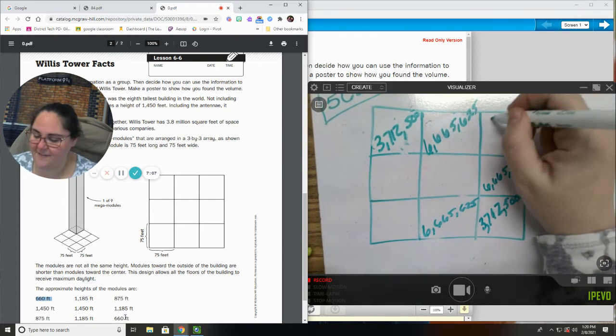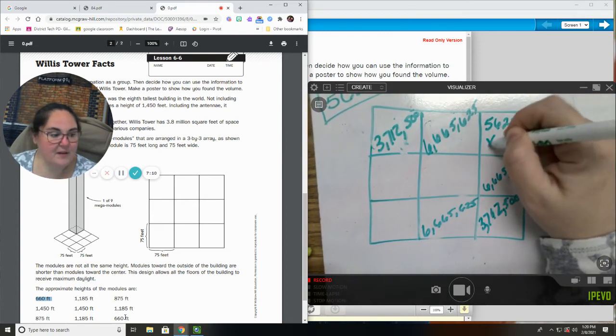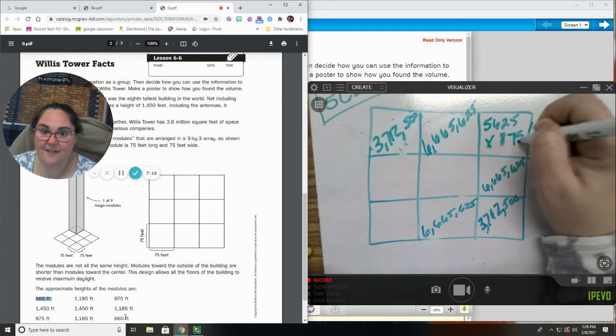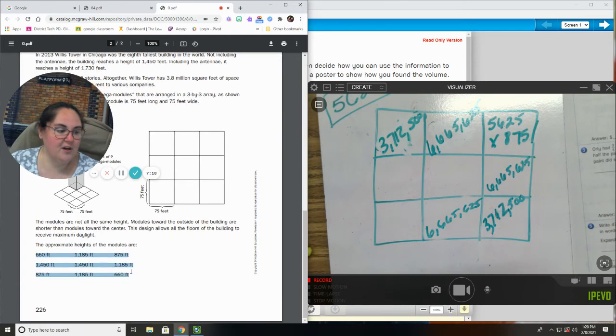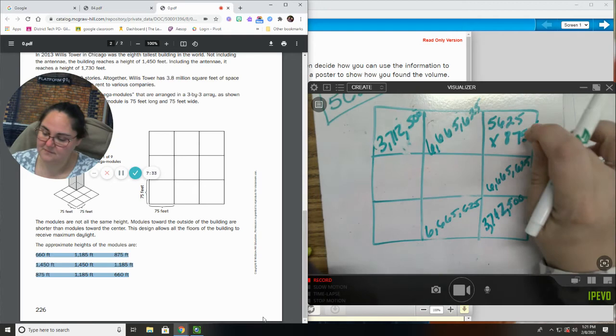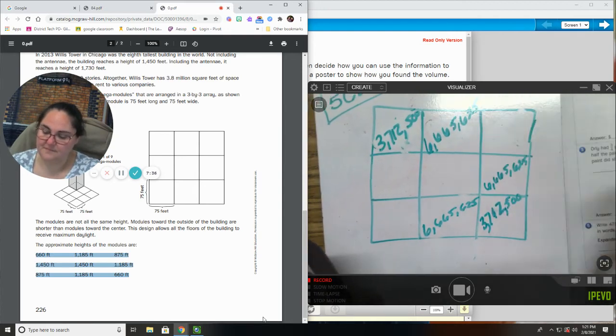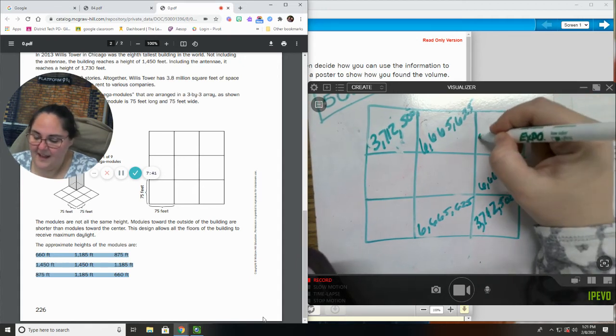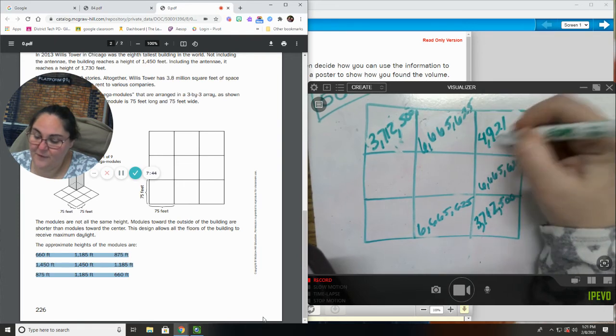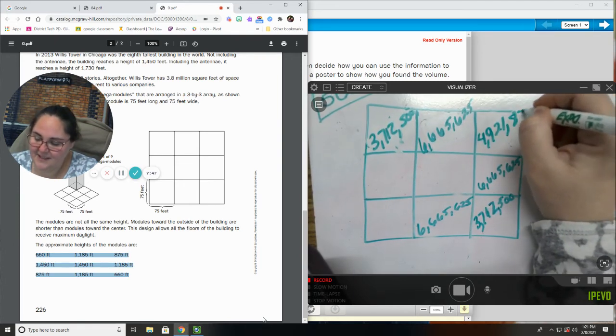Going straight across, we're going to take that 5,625 and we're going to multiply by 875. And the way I'm getting these numbers, for those of you that don't remember, on the sheet over here, this is how tall each of those sections are. That's where I got it on that screen, okay? So here we go. 5,625 times 875 is 4,921,875.